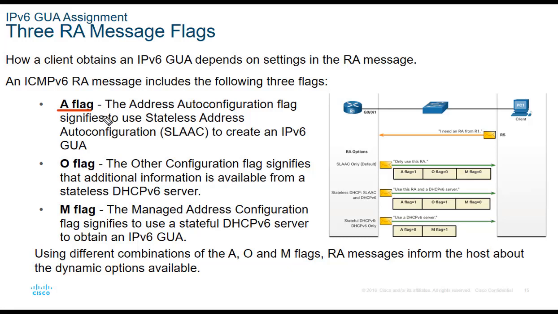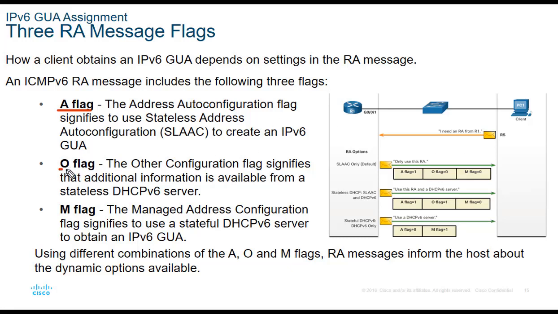It uses stateless address auto configuration to create an IPv6 GUA. Okay, that's the A flag. The address auto configuration flag signifies the host to use stateless address auto configuration to create an IPv6 GUA. So you start to think now. If you go back to the previous slide, if you reverse the video a few minutes back, where I talked about the 3 methods: SLAAC, stateless DHCP version 6, and stateful DHCP version 6, you can clearly see now where the A flag will be used.